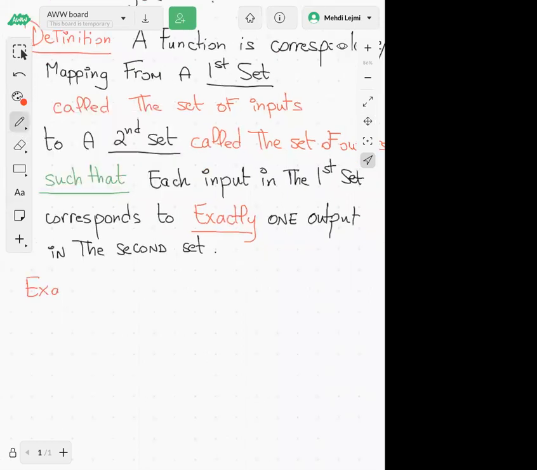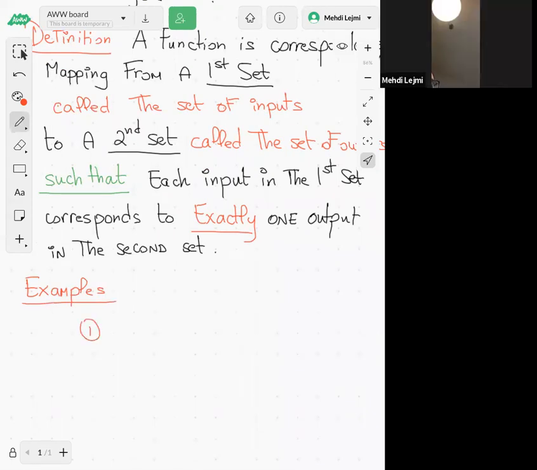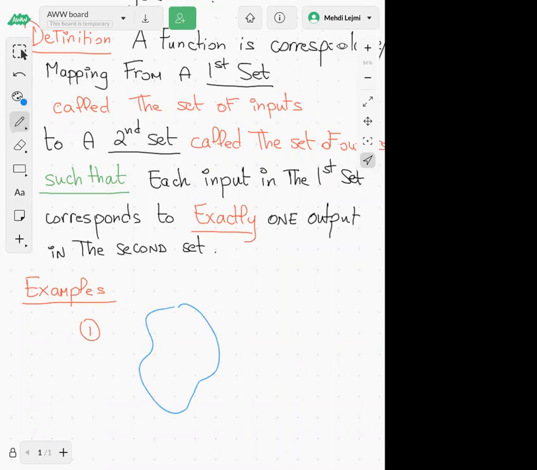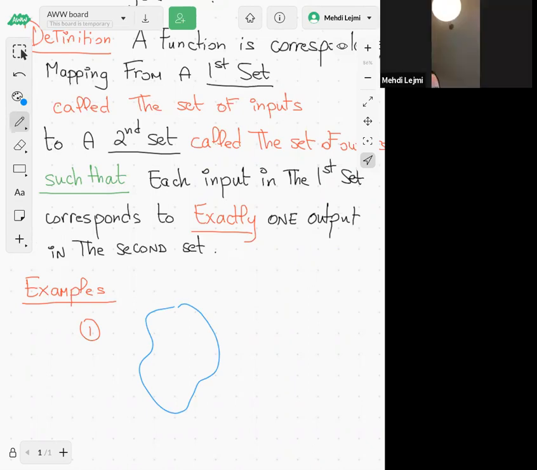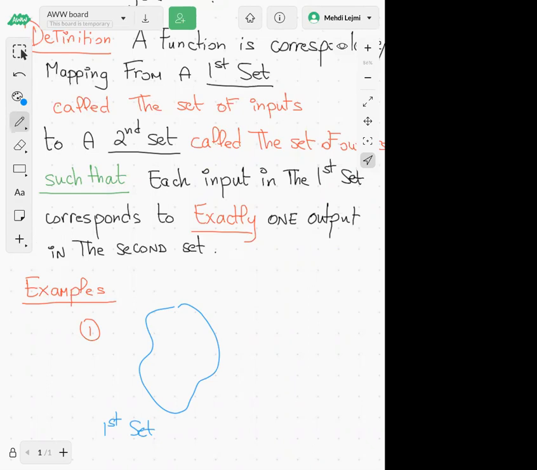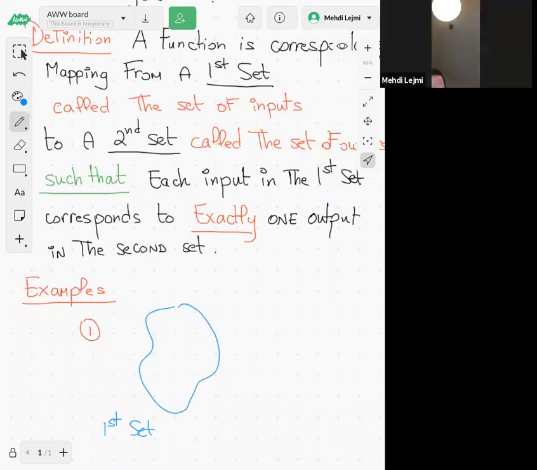Examples. Okay. So let's say we have two sets, right? So we said the function is a correspondence between two sets. So here's my first set. This is my first set, right? So this is the first set. Again, this is the set. So this first set is called the set of inputs, right?